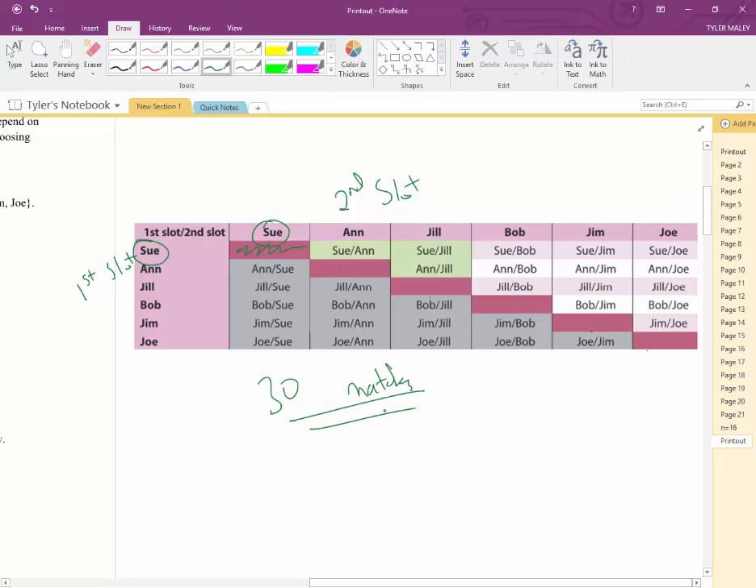But something that we have to consider is choosing Ann first and Sue second. Wouldn't that be the same thing as picking Sue first and Ann second, right? Aren't these two things the same? And they are, right? So we end up having double the amount that we actually need. So there would only be 15 items in my sample space, right? So we cut out all the doubles, right? So the gray, we could let the gray be my sample space.